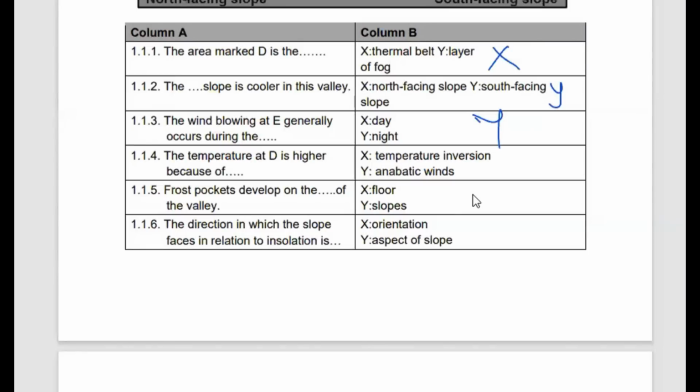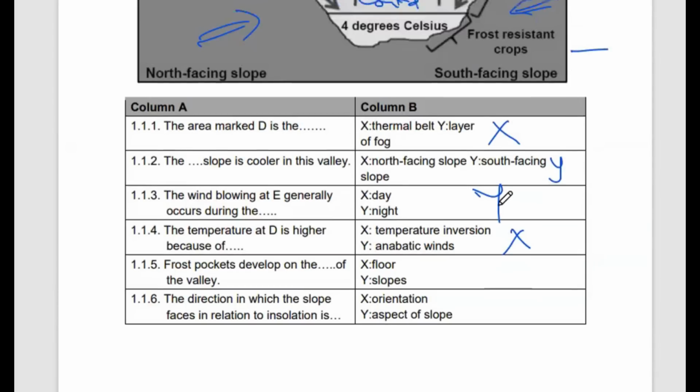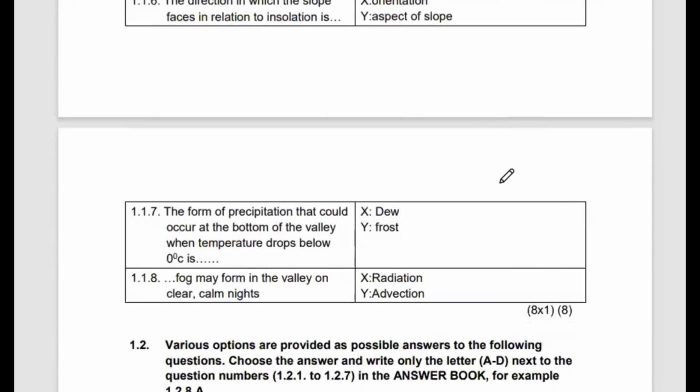Temperature at D is higher because of the temperature inversion, which is X. Number 114 is X. What you call a temperature inversion is the reversal of the normal temperature profile in the troposphere. We know well that our temperature profile is negative, meaning as we increase altitude, the temperature must be decreasing. But when we have an increase of temperature with height, that is what we call a temperature inversion.